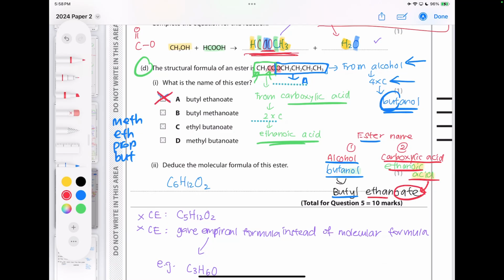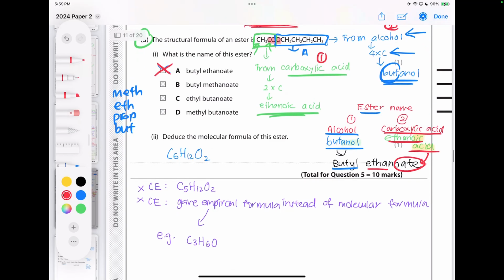So there are a few questions like this: 1 mark question, MCQ, similar context. They just change the ester and ask you to work out the name of the ester. The first step you need to identify is where the COO is, and you break it down into what is the original carboxylic acid, and then what is the original alcohol, and that's how you can formulate the final name. So first step is always to find the COO first.